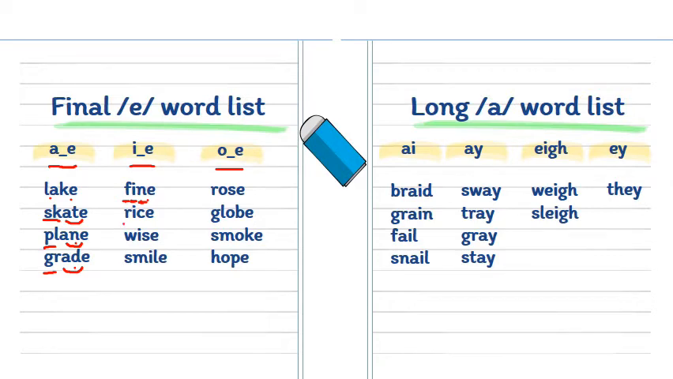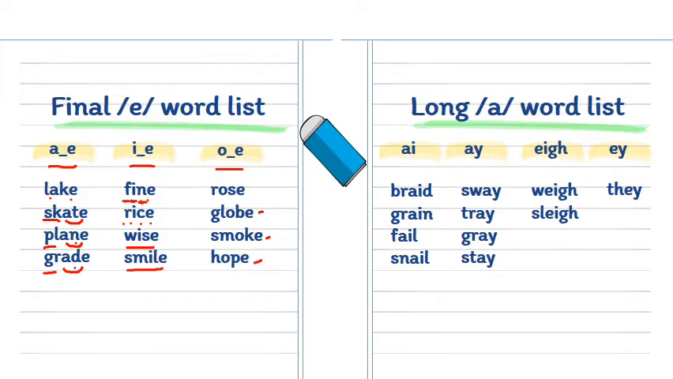Next I have rice, wise, and smile. For the long O, when you say the letter O, your mouth should be in a round shape. So you say rose, globe, smoke, hope.